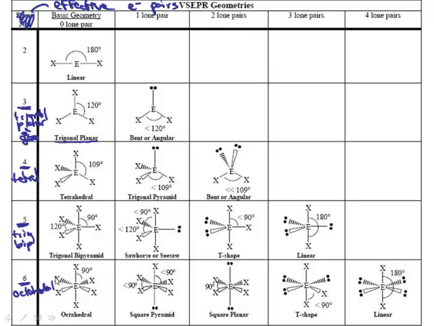So this would be if all the pairs of electrons are bonding pairs. For a trigonal planar electron pair geometry, the basic molecule is a trigonal planar molecule. For a tetrahedral electron pair geometry, the basic molecule, if all the pairs are bonding pairs, is a tetrahedral molecule, and so on. These are all the distorted versions, though.